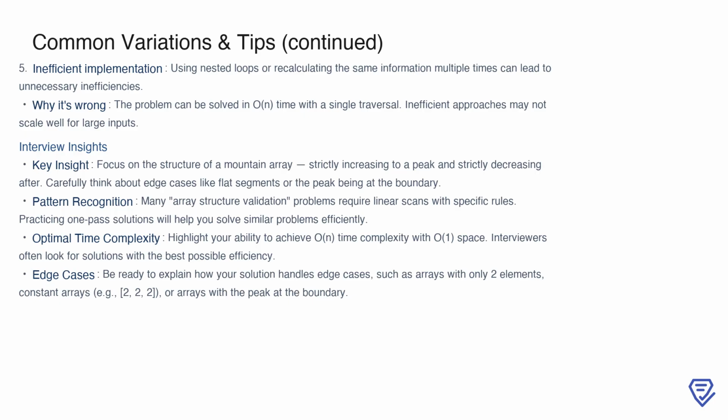Inefficiency in implementation is another frequent pitfall. Using nested loops or recalculating data unnecessarily can result in slower solutions. The valid mountain array problem can be solved in O(n) time with a single traversal, so inefficient approaches may struggle with large inputs.